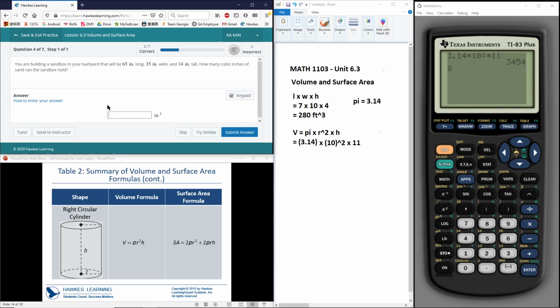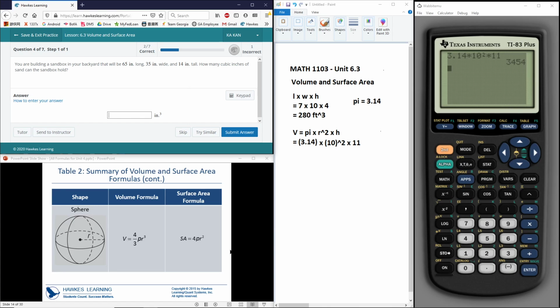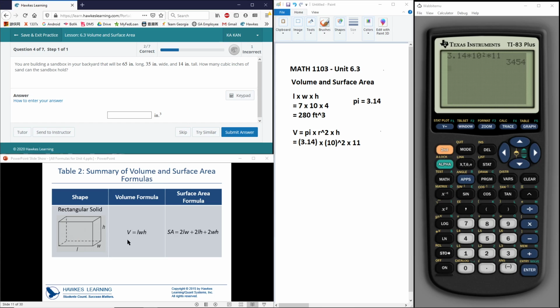Pretty easy. Now this one: you're building a sandbox in your backyard that will be 65 inches long, 35 wide, and 14 tall. That is a rectangular object, a sandbox. So just use this formula right here. The volume is length times width times height. Just multiply all three, and you'll get it. Next.